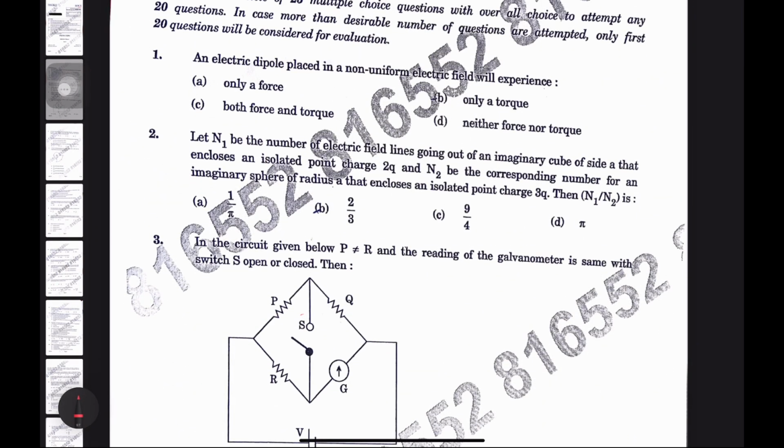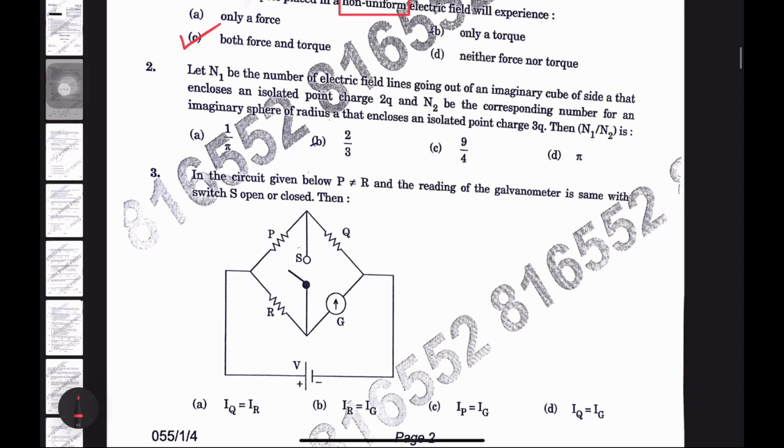And the first question is, an electric dipole placed in a non-uniform electric field will experience. We have to focus that the dipole is placed in a non-uniform electric field. Now, if the dipole is placed in a non-uniform electric field, it is going to experience force as well as torque. So it is a straightforward question. If it would have written that electric dipole is placed in a uniform electric field, then it would have experienced only a torque.